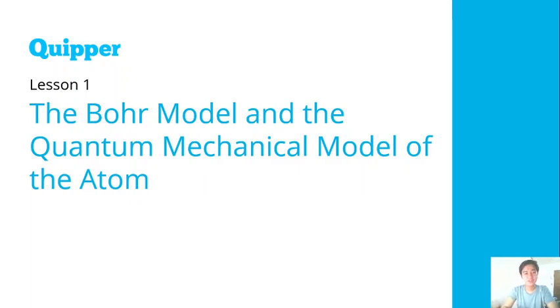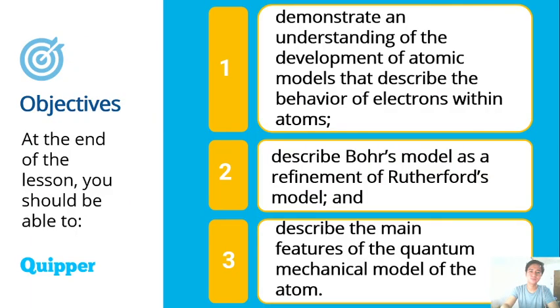Good morning. So today we will talk about the Bohr model and the quantum mechanical model of the atom. So our objectives are the following. First, demonstrate an understanding of the development of atomic models that describe the behavior of electrons within atoms. Second, you should be able to describe Bohr's model as a refinement of Rutherford's model. And the last objective, number 3, describe the main features of the quantum mechanical model of the atom.